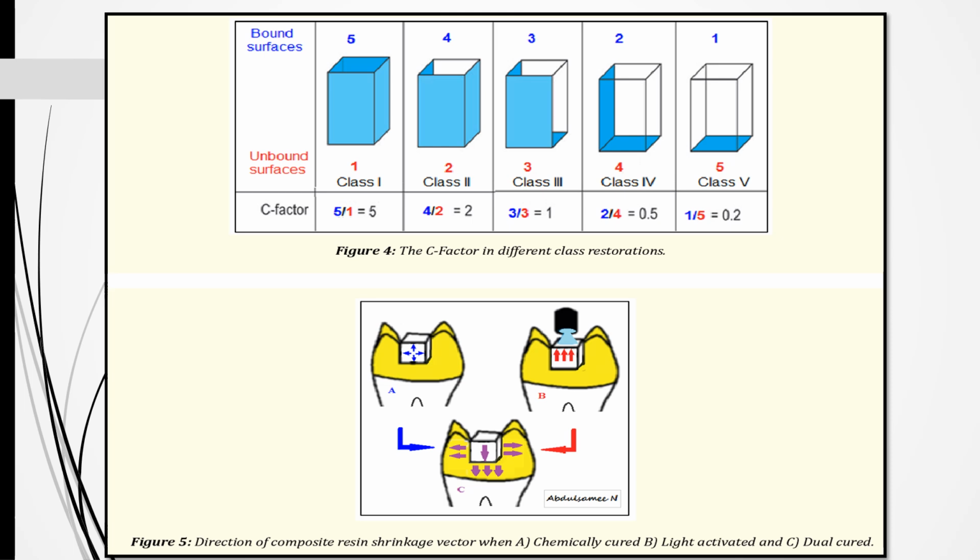In case of class 4 we have only 2 bonded and the other 4 are unbonded surfaces, so it's going to be 2 by 4, which is equal to 0.5. In case of class 5 we have only 1 bonded surface, so it's going to be 1 by 5, which is equal to 0.2. So class 5 has the least C factor.